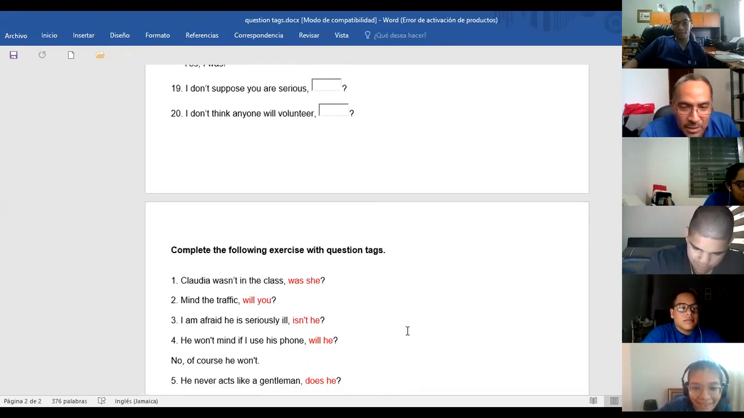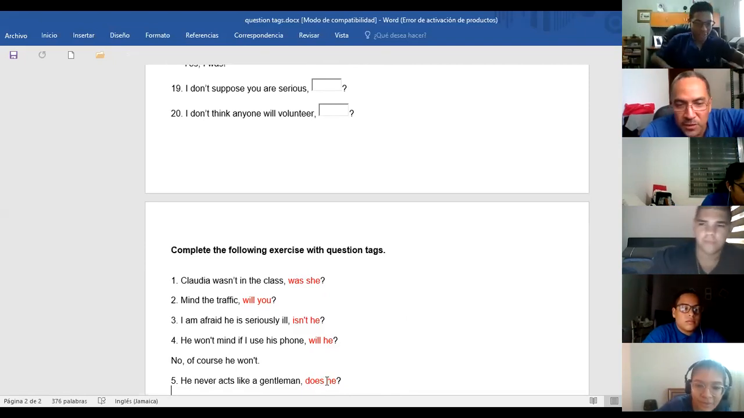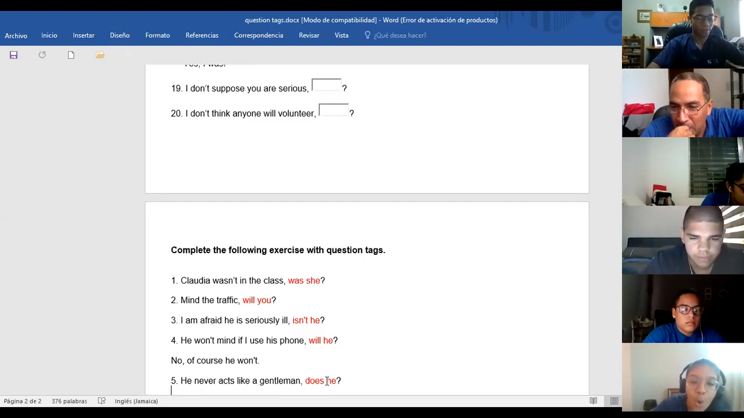And the last one, Daniela. Now remember, this is in present, then you have to use this auxiliary, does. Does he? If it's in present, then you have to use the auxiliary.